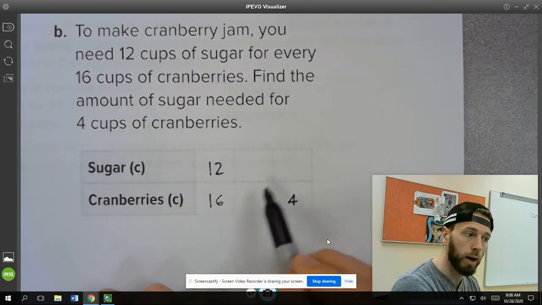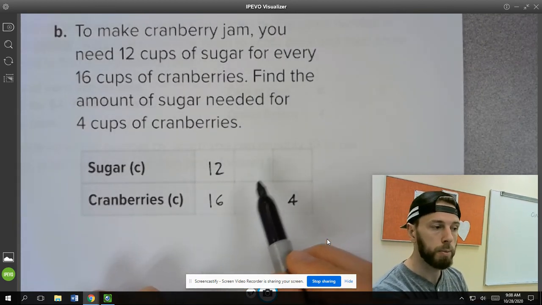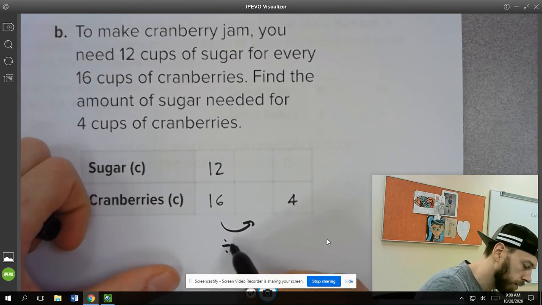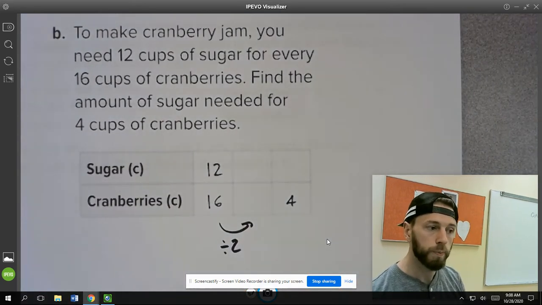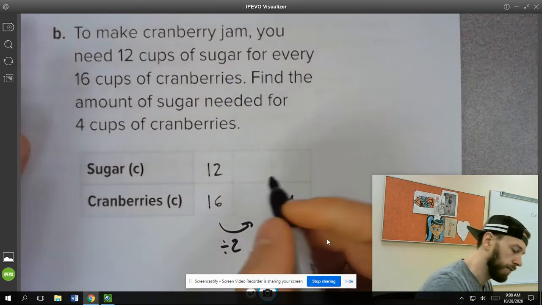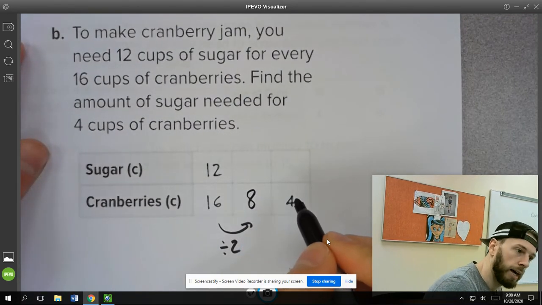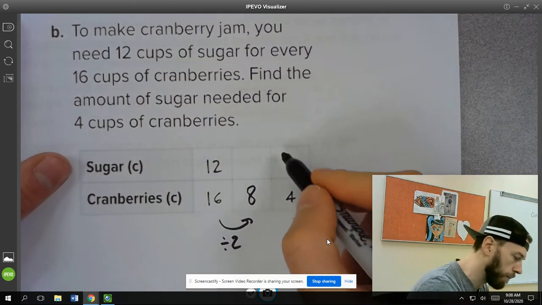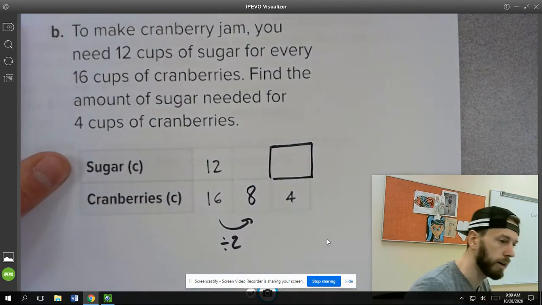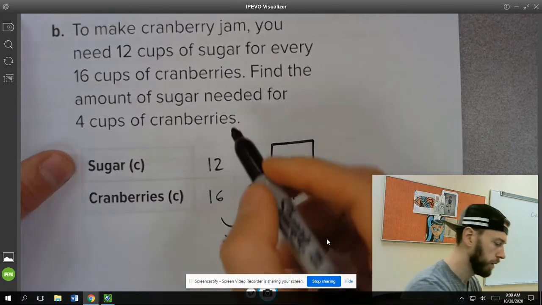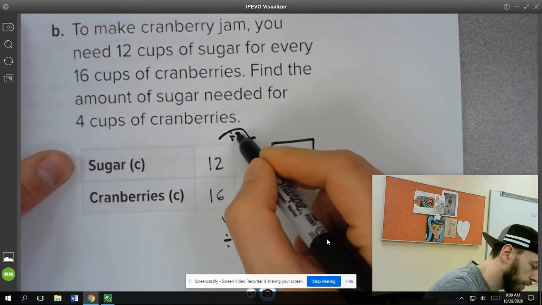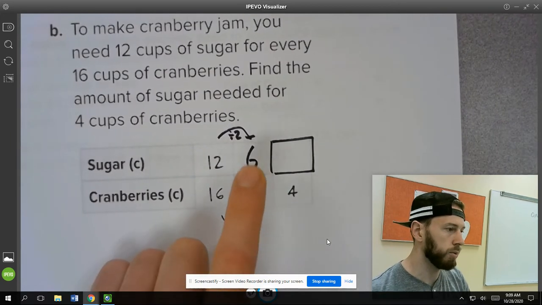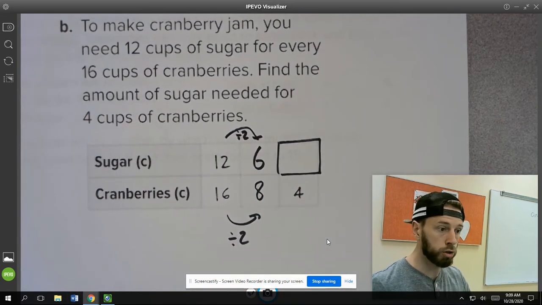But sometimes it requires a middle step. Maybe you don't know that 16 divides down to 4. Maybe you know that 16 can divide by 2, right? So if you take 16 divided by 2, you get 8, which is okay. The step in the middle is just fine. Remember, we're trying to figure out this piece of information right here, but we'll get there. We're going to do the same thing to the top. We're going to divide it by 2 as well. 12 divided by 2 is 6. So for 8 cups of cranberries, you would need 6 cups of sugar, which is true.